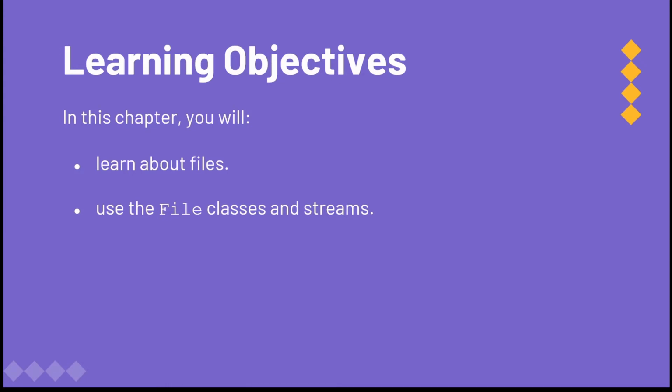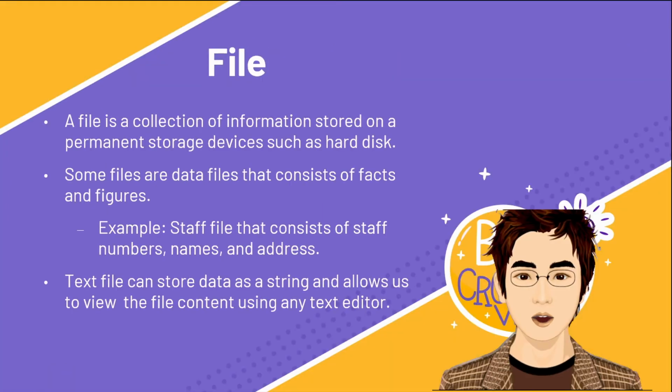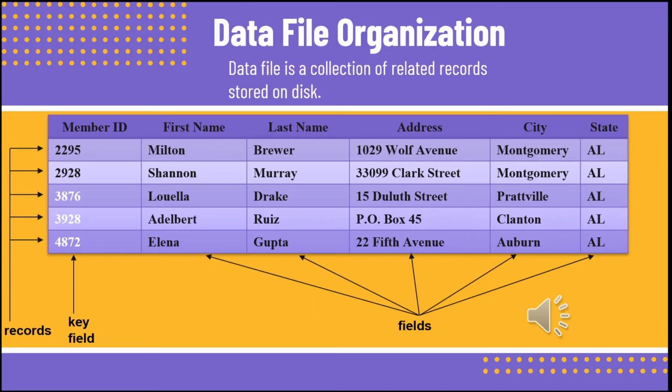A file is a collection of information stored on a permanent storage device such as hard disk. Some files are data files that consist of facts and figures. Example, staff file that consists of staff numbers, names, and address. Text file can store data as a string and allows us to view the file content using any text editor. A file is a sequence of records.